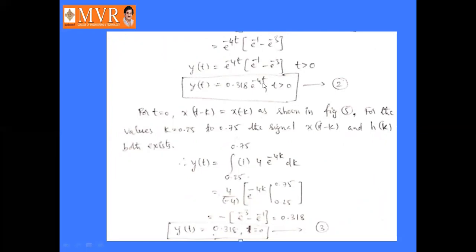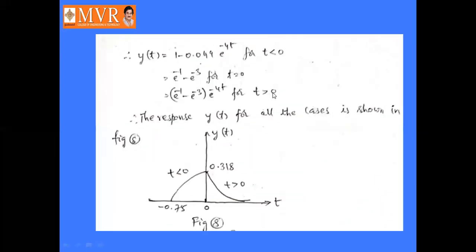Now we will draw the graph for the three conditions, that is y of t equal to 1 minus 0.049 into e power minus 4t for t less than 0, e power minus 1 minus e power minus 3 for t equal to 0, and e power minus 1 minus e power minus 3 whole into e power minus 4t for t greater than 0. For these three conditions, the response y of t is as shown in figure 8.